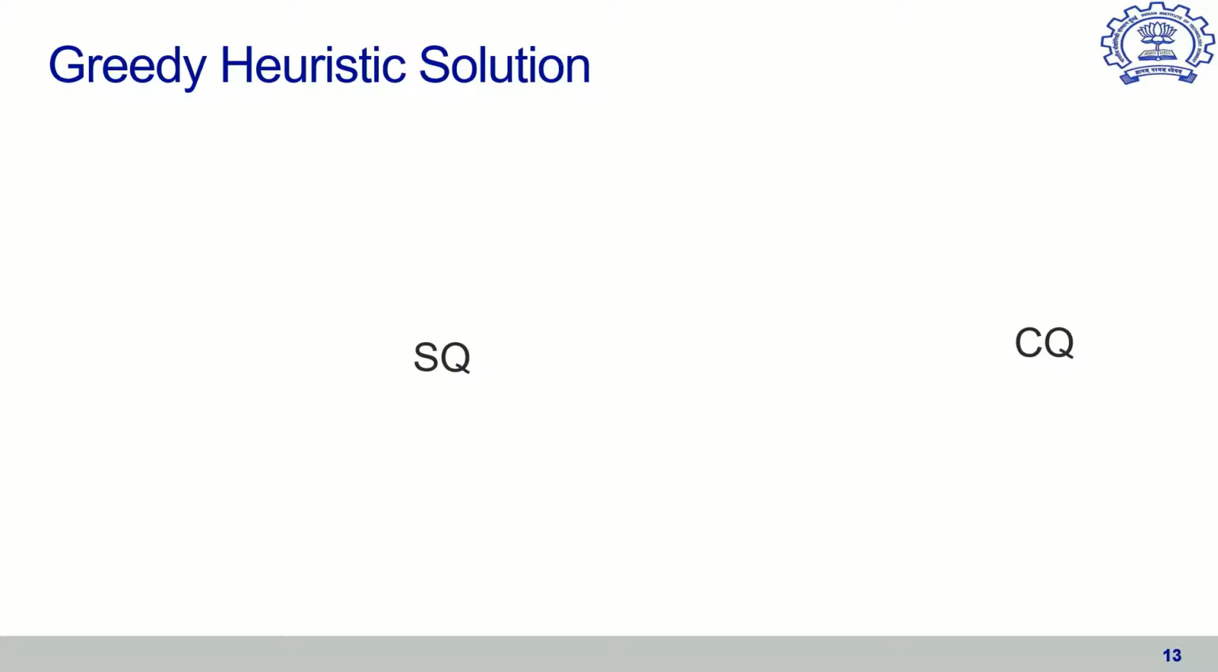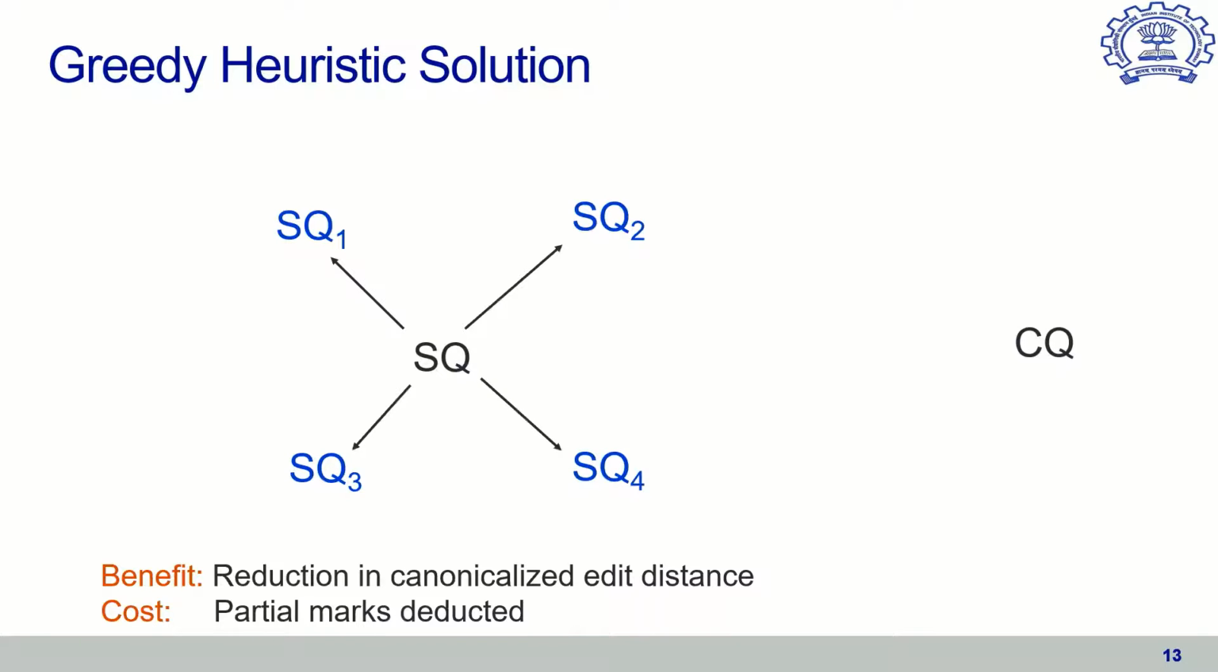As in the previous slide, consider a student query SQ and a correct query CQ. Each edit takes the student query closer to the correct query. The closeness of an edited query to a correct query can be estimated by computing the canonicalized edit distance. And we consider the reduction in edit distance as a benefit of the edit. The cost of each edit is the marks deducted for that edit.